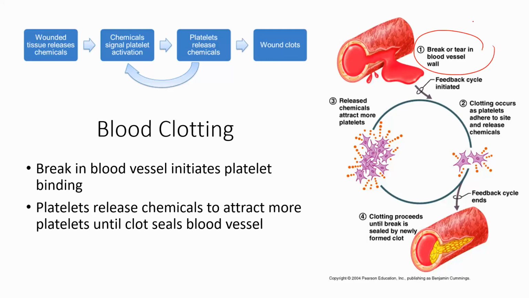So you have some sort of tear in the wall of a blood vessel that starts this feedback cycle. Platelets are going to start to adhere to this break, so this area right here, and as they adhere, they're going to release chemicals. Those released chemicals attract more platelets, so more platelets adhere and release more chemicals and attract more platelets until finally you end the feedback cycle when there is no more blood leaking out of that vessel.